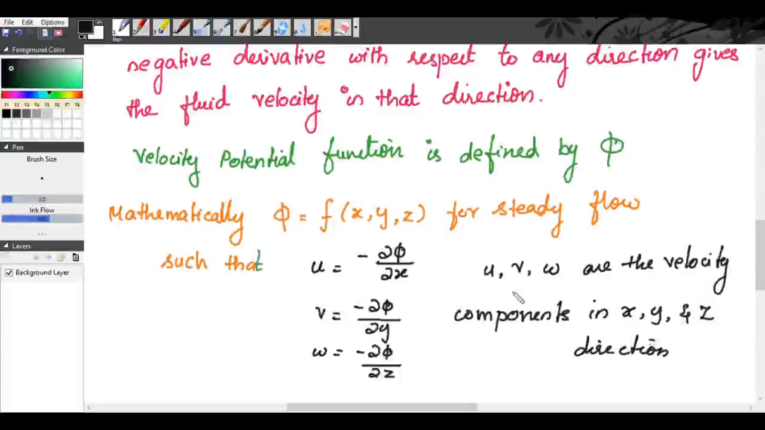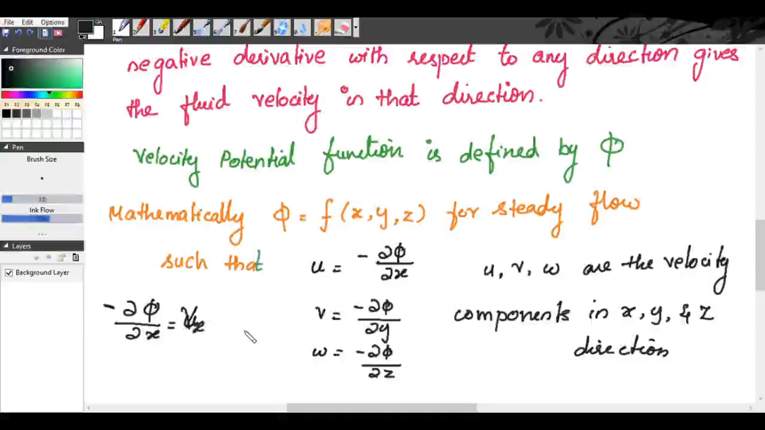So see, it is nothing but a scalar quantity. It is expressed by pi, and its negative derivatives with respect to the direction will give you the velocity components in that direction. So u is equal to minus dou pi by dou x. So pi is our velocity potential. It's a negative derivative with respect to direction. That means the negative derivative with respect to x direction will give you u, that is, velocity in x direction. I think it is clear for you.